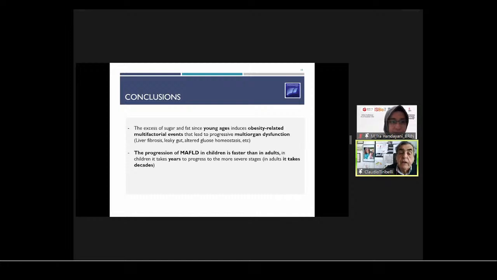So in conclusion, we can say that excessive sugar and fat since young age induce obesity-related multifactorial events that lead to progressive multi-organ dysfunction, fibrosis, leaky gut, altered glucose homeostasis, which means diabetes. And we have to realize that the progression in children is much faster than adults. So we need to take care of this aspect for the future generations. And we know now that in the next 20 years, all the liver transplantation will be related to fatty liver in children at the moment. So we need to take action on that.